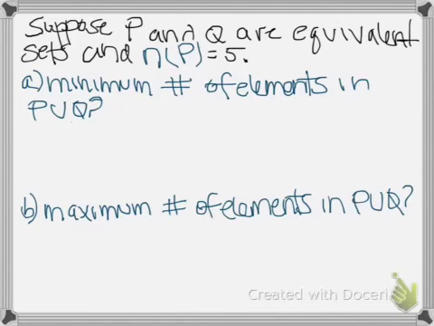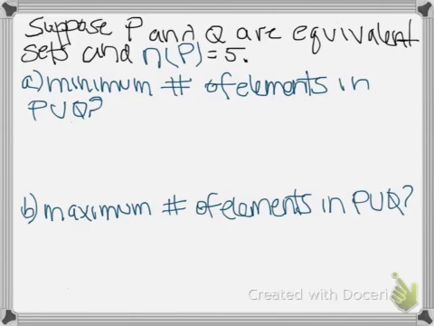Number 17 states, suppose P and Q are equivalent sets, and P has 5 elements. In part A, it is asking for the minimum number of elements in P or Q. So we have to find the least number of elements in P or Q.